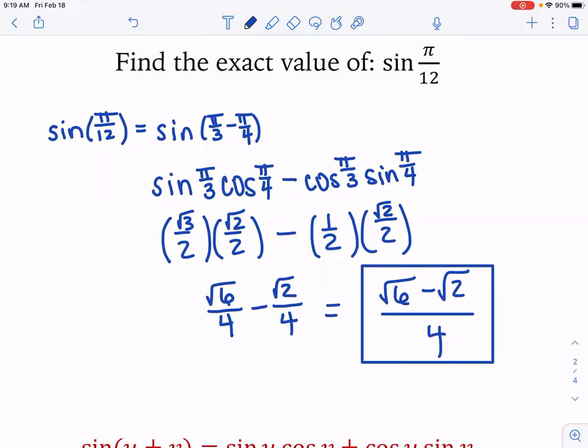Okay, in your homework, it is not going to tell you which two angles add or subtract to be that angle. So like, for example, we had pi over 12 and we had to figure out two unit circle angles that added or subtracted to pi over 12. That's going to be the same in your homework tonight. So you are going to have to be a little bit creative.